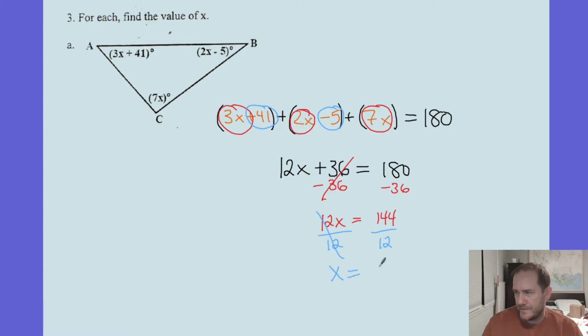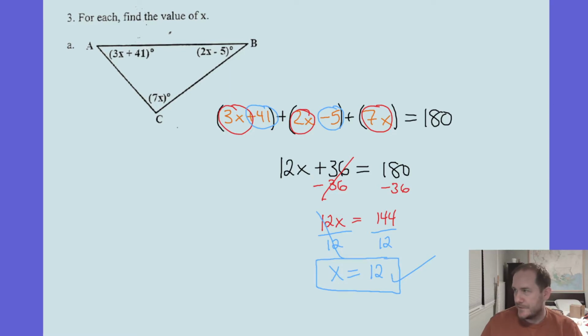And 144 divided by 12 is 12, because 12 times 12 is 144. So we get 12, and that's all they wanted here. They said for each of these problems, just find x. And so we found x, that's all there is to it.